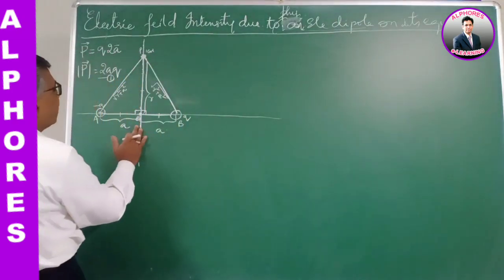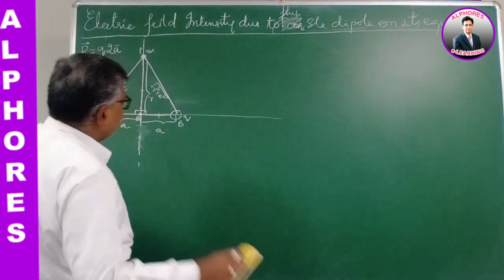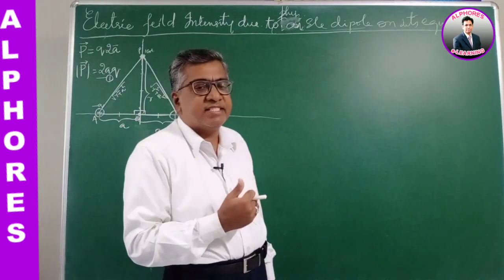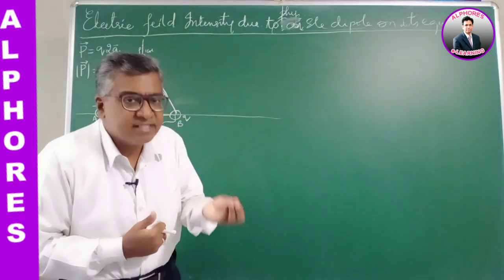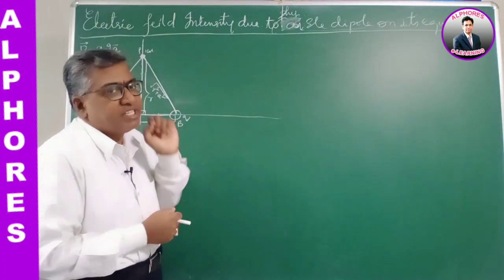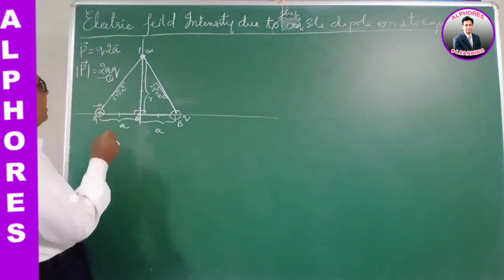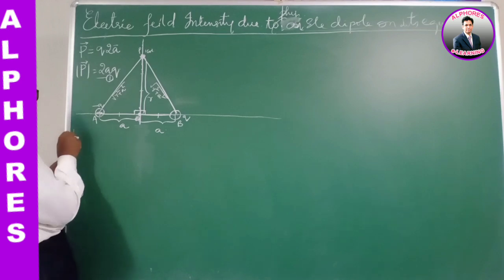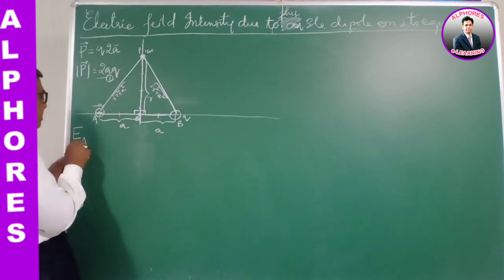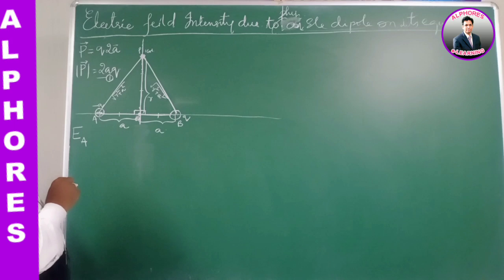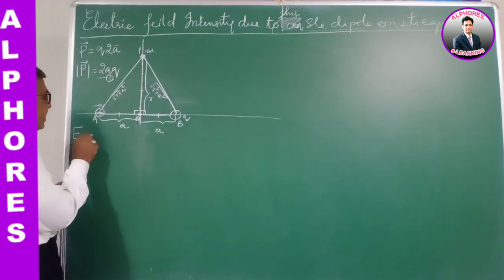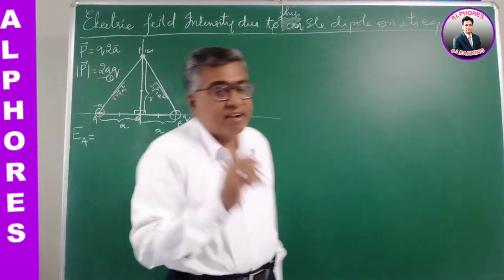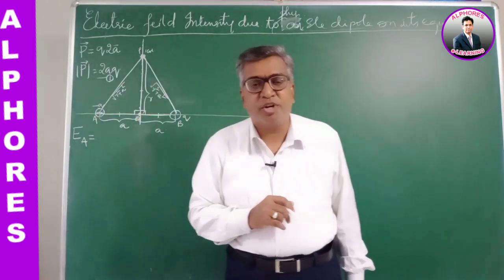Next, coming to the resultant electric field intensity. Before finding the resultant, let us find the electric field intensity due to the individual charges. Now, the electric field intensity due to the charge at A, let's say this is EA. We know this is a point charge, and we have derived a formula for the electric field intensity due to a point charge.